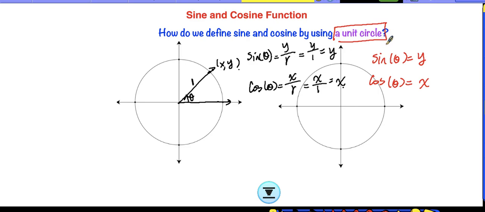Okay, so that's how we use the coordinates of the angle on the circle to define the sine and cosine functions. That's exactly why last time we introduced the coordinates of a certain angle. That's very important because we are going to use them to define sine and cosine. In the next video, we are going to check some examples to reinforce this idea and make sure you understand it better. Okay, see you soon in the next video.